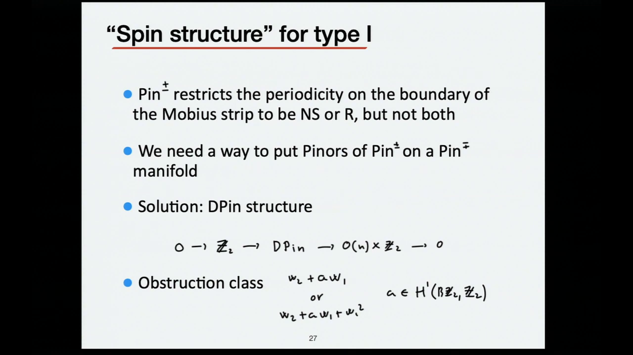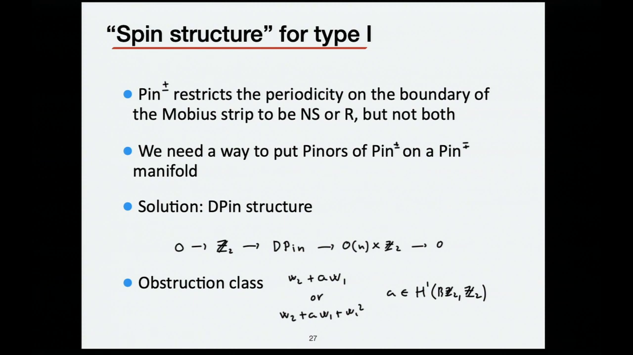But we know that type 2 strings or type 1 strings, we can have both Ramond and Neveu-Schwarz sectors on the boundary. So there was no chance that these structures would give us the type 1 theory that we know, which is the unoriented version of type 2. And basically, this means that we need a way to put spinors of pin plus and pin minus on a manifold, because we need to have both kinds of spinors in order to have type 1.